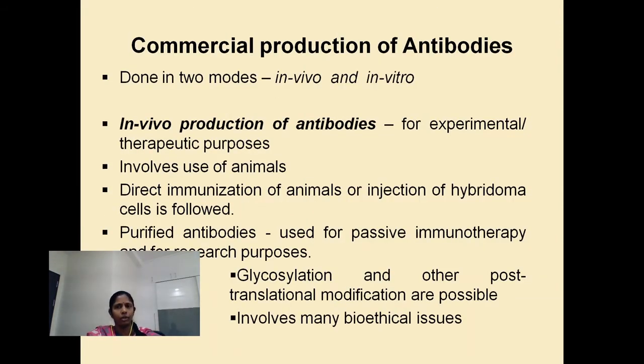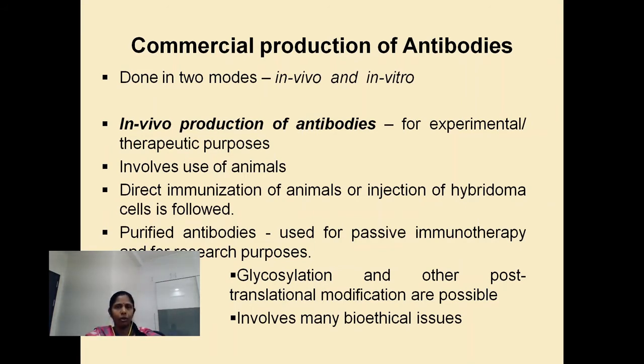Commercial production of antibodies can be done in two modes, that is, in vivo and in vitro. In vivo production of antibodies involves the use of laboratory or experimental animals. Direct immunization of these experimental animals by injection of antigens is the conventional method. This immunization varies with respect to the dosage, the number of injections, and the booster dose given to the experimental animal.